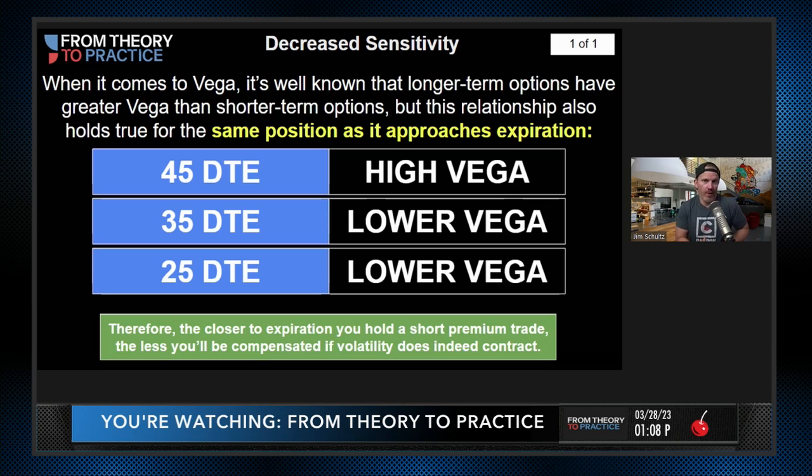And so 35 days to go then becomes 25 days to go. And now the Vega itself is even lower. Now, again, this is ceteris paribus. This is all other things being equal. The stock's moving around. All these other things are changing. The implied volatility itself is changing. The delta itself is changing.